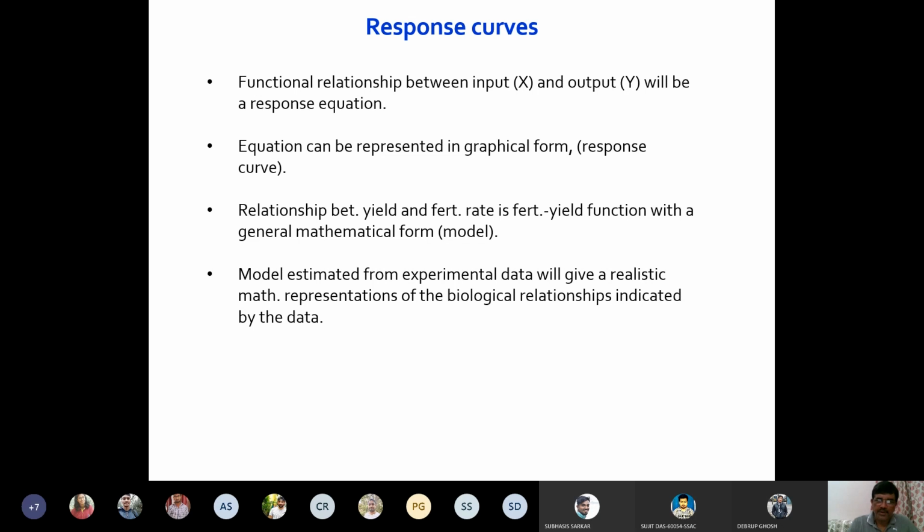Usually people call it a model. A model estimated from experimental data will give a realistic mathematical representation of the biological relationship indicated by the data. That means y is equal to f(x). So y is a function of x, and x can be one or many. X is the independent variable and y is the dependent variable.